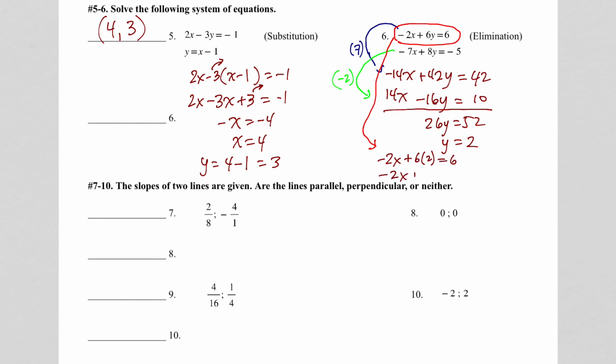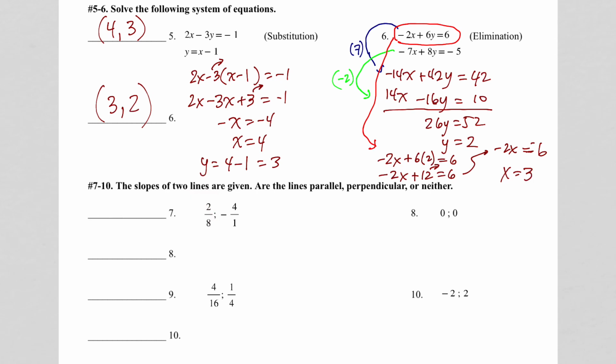So negative 2x plus 12 is equal to 6. I'll move the 12 over, and I'll get negative 2x is equal to 6 minus 12 is negative 6. And dividing by negative 2, I'll get x is equal to positive 3. So the answer is going to be 3 for the x and 2 for the y.